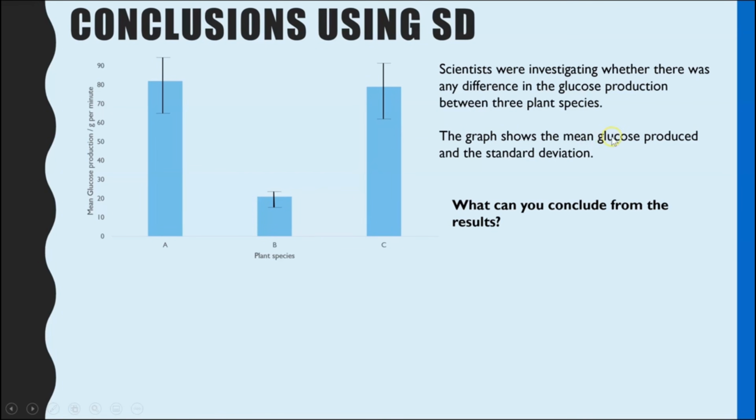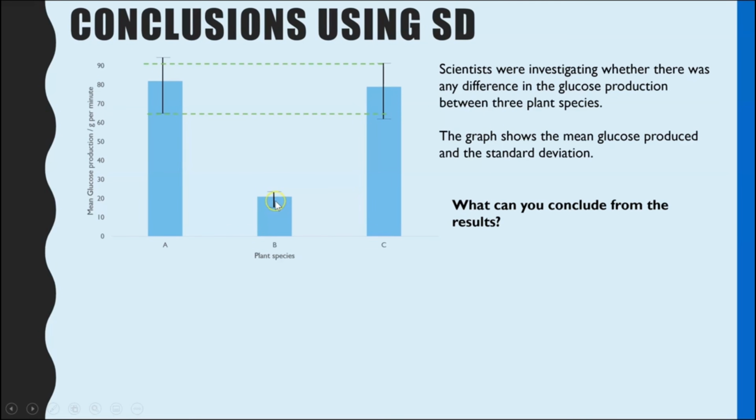They've also told you that the graph is showing the mean glucose production, and that's in grams per minute, and the bars indicate the standard deviation. Now this time it's not do you agree, it's what can you conclude from the results. So the first thing to look at then is, do any of the standard deviation bars overlap?